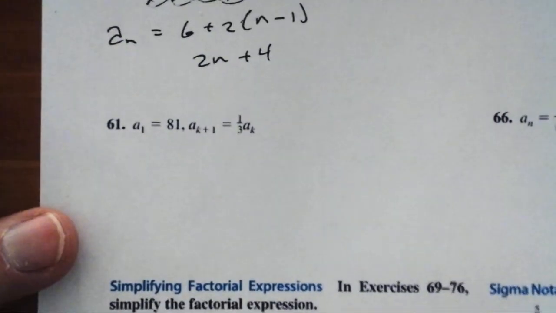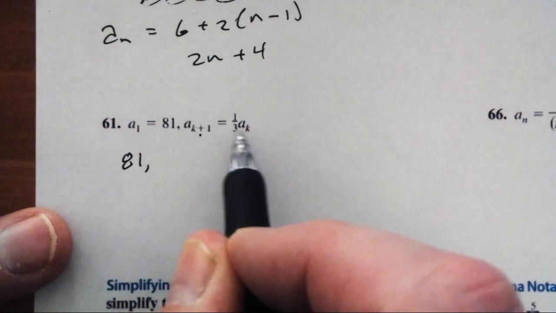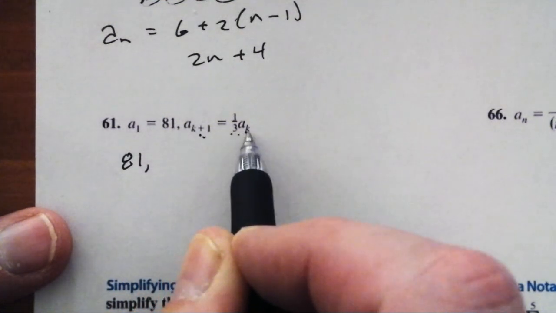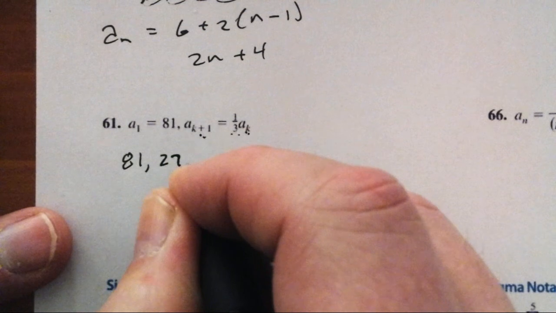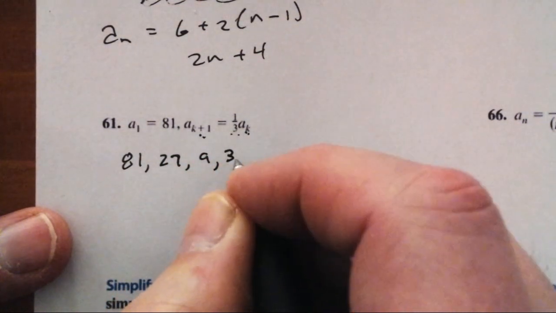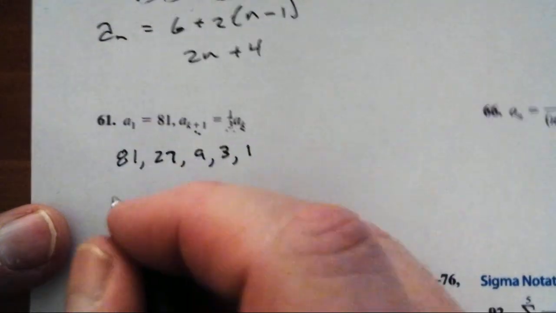Okay. Let's take a look. First term is 81. Any term equals 1/3 the term before it. Or to get to the next term, we take 1/3 times the term we're at. Times 1/3, 27. Times 1/3, 9. Times 1/3, 3. Times 1/3, 1.